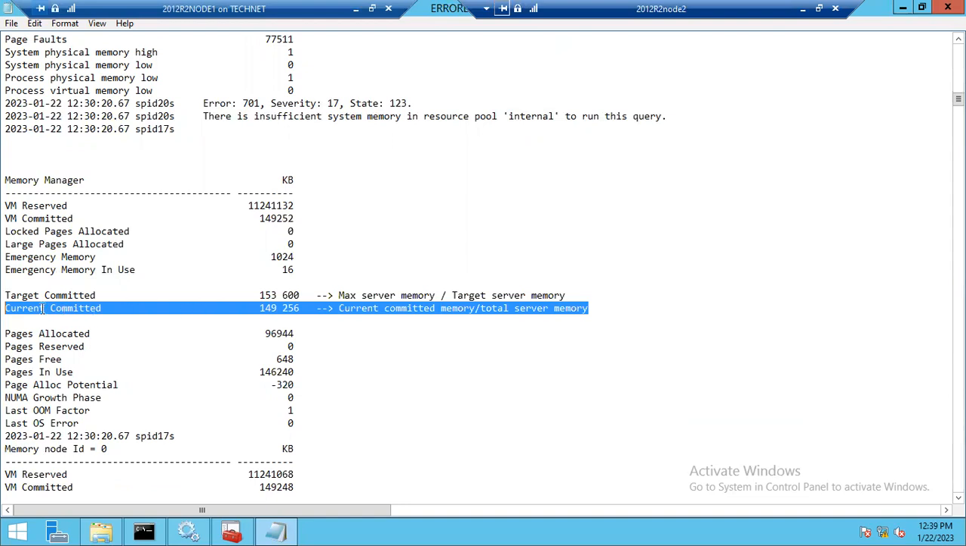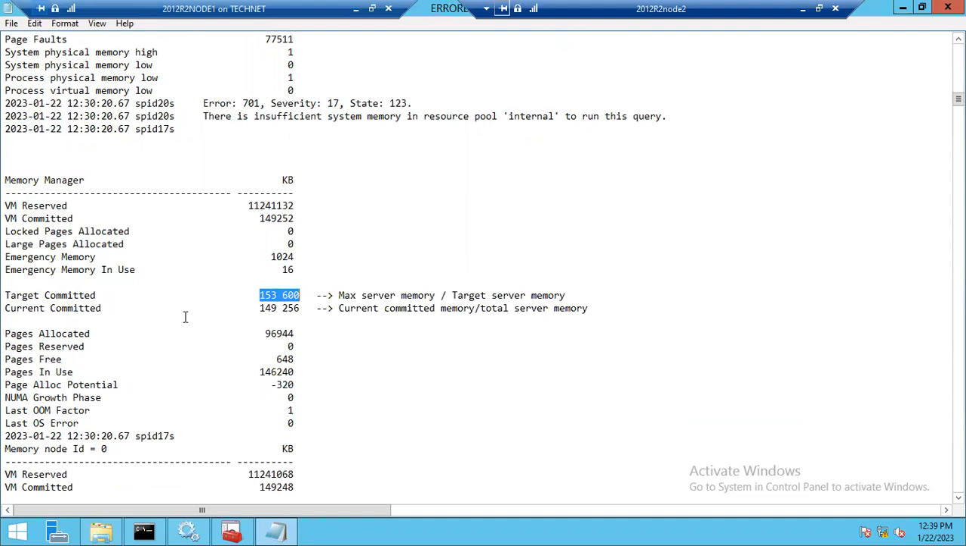So in this scenario, target committed is 153 MB. So max SQL can go up to 153 MB, but it's stuck here at 149 MB, whereas it needs more memory to start the services.